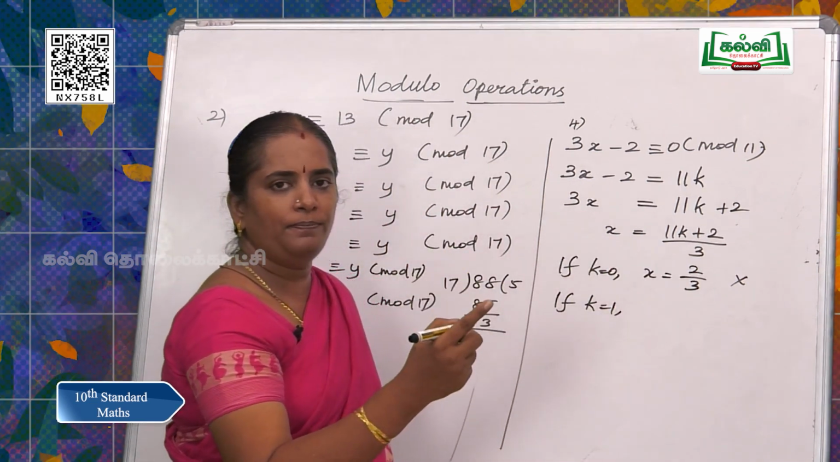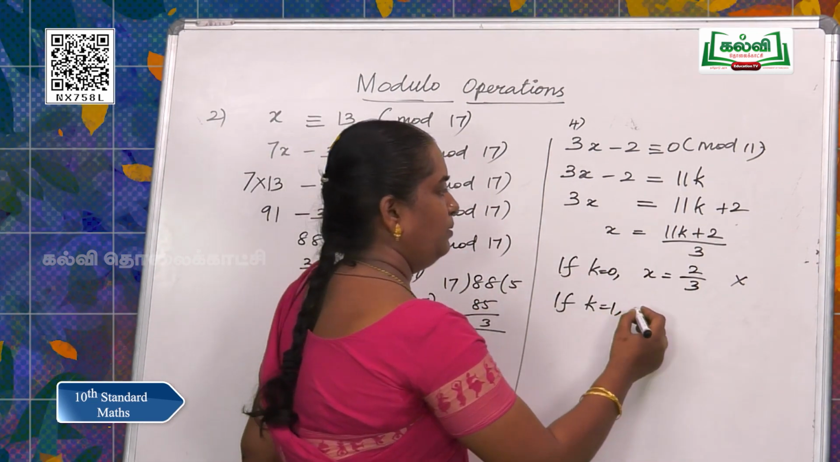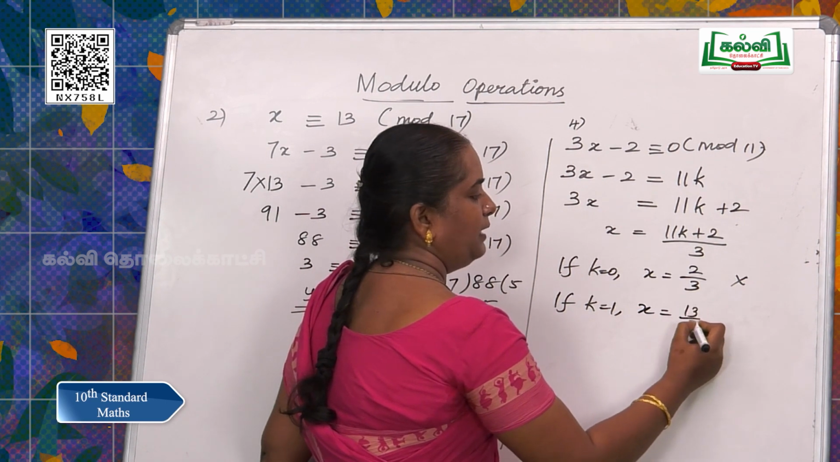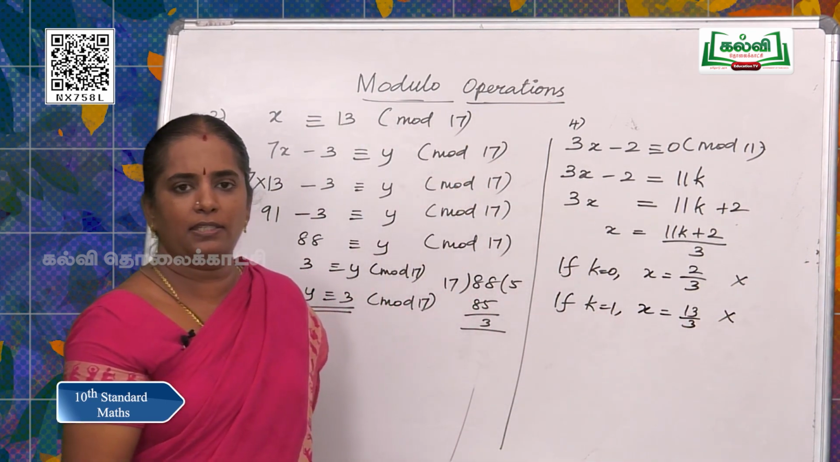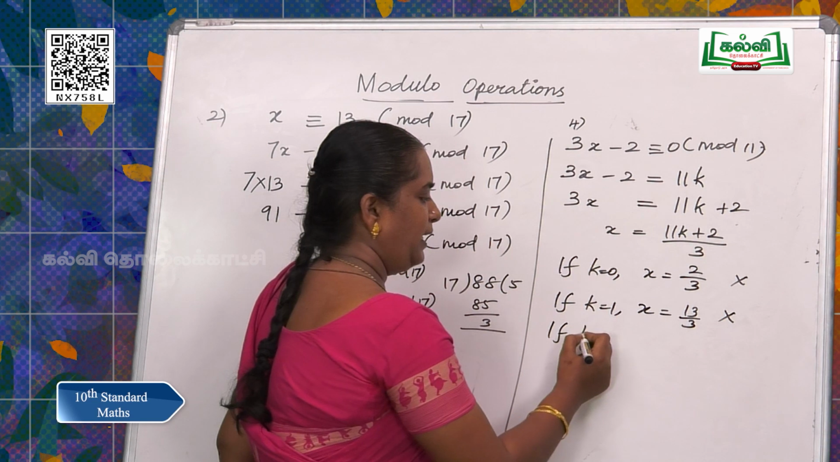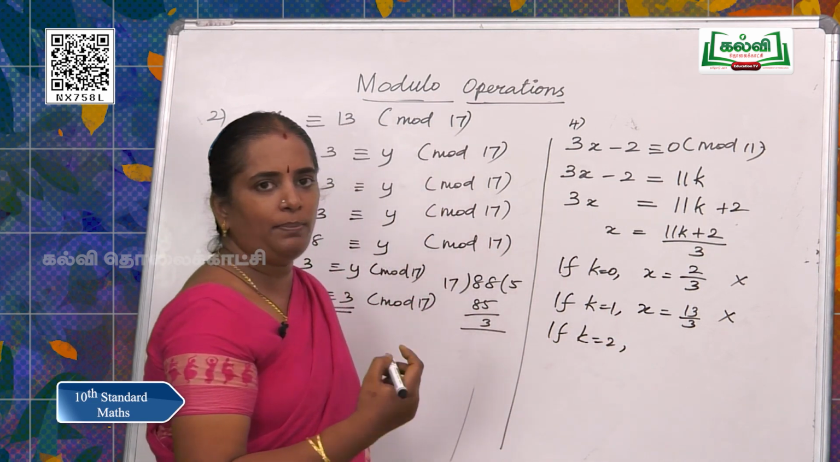Yes, 11 plus 2, 13. So, x is equal to 13 by 3. Yes, which is not an integer. Let us move on. If k is equal to 2, what happens to x?